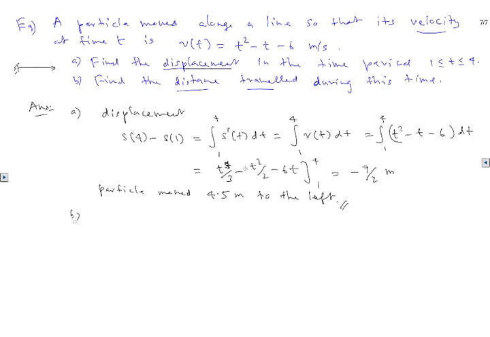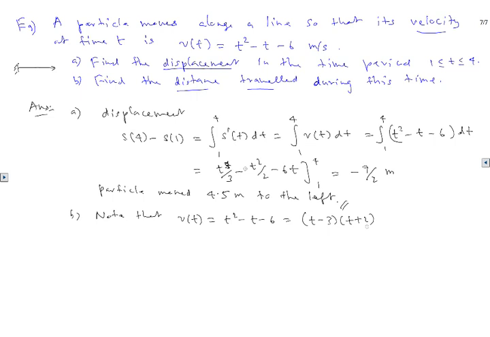Part B. So we need the absolute value. Why do we need the absolute value? You can see that this function, what's really going on here? Note that the velocity function v(t), which is t squared minus t minus 6, what are the factors? The factors are t minus 3 and t plus 2, right?